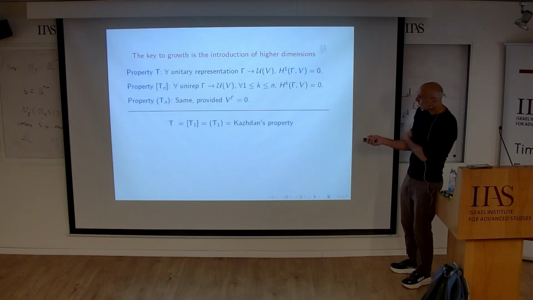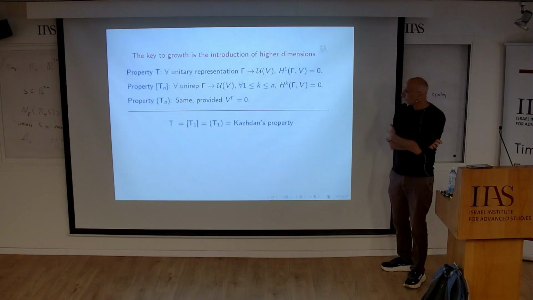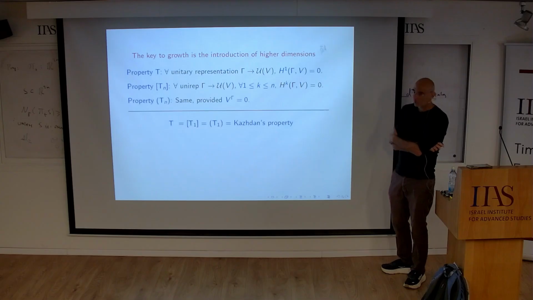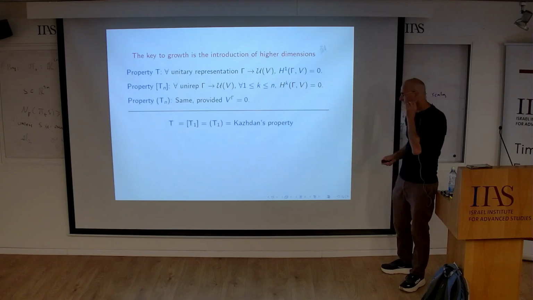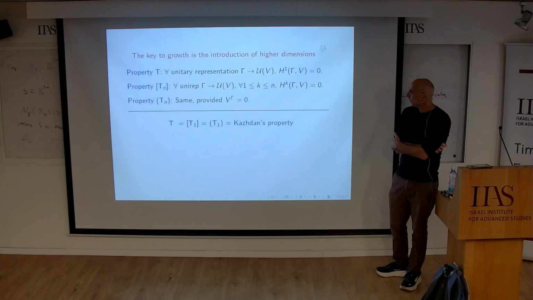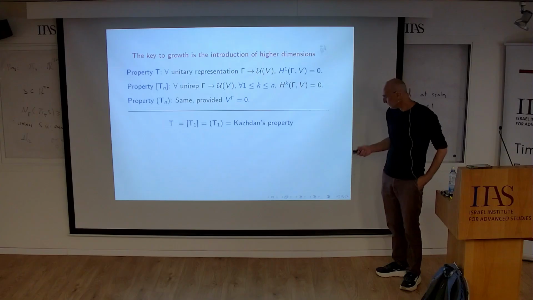So the usual property T is the same. T1 equals T1. The oval and squarish T1 are just identical, and they give Kazhdan's classical property T. But apparently this is not the case in higher dimensions, as I indicated earlier.